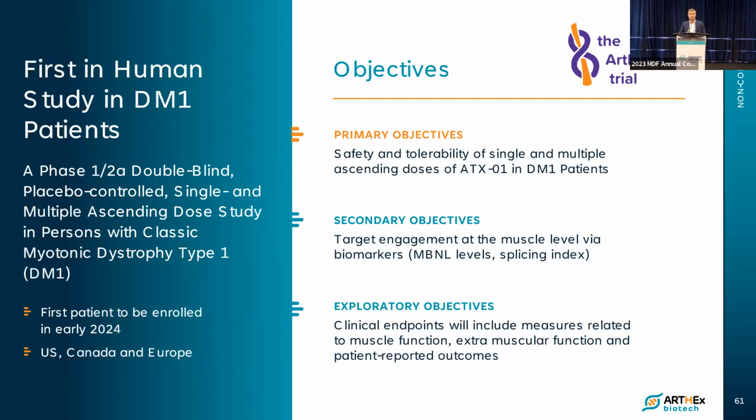The trial is a phase 1/2, so we go directly to patients. The primary objective will be to test the safety and the tolerability of a single and multiple ascending dose of ATX01. We will measure whether we get target engagement using biopsy. So we will evaluate the level of overexpressed MBNL protein in muscle, and the splicing index, which is very important to evaluate the effect of the drug. And finally, we will evaluate clinical endpoints, including measurement of muscle function, but also extramuscular function and patient-reported outcomes.